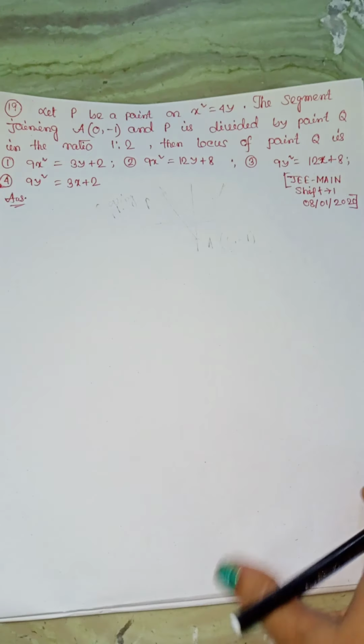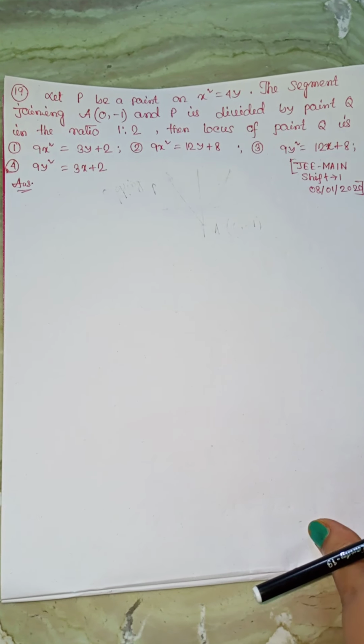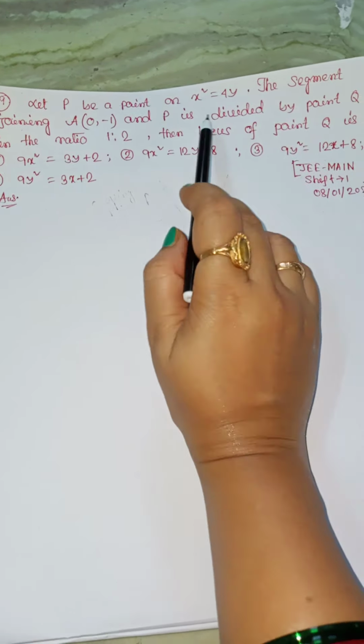Today we solve JEE Main Shift 1, 8 of January 2020 question number 19. Let P be a point on x square is equal to 4y. The segment joining A (0, minus 1) and P is divided by point Q in the ratio 1:2, then locus of Q is, 4 options are given.